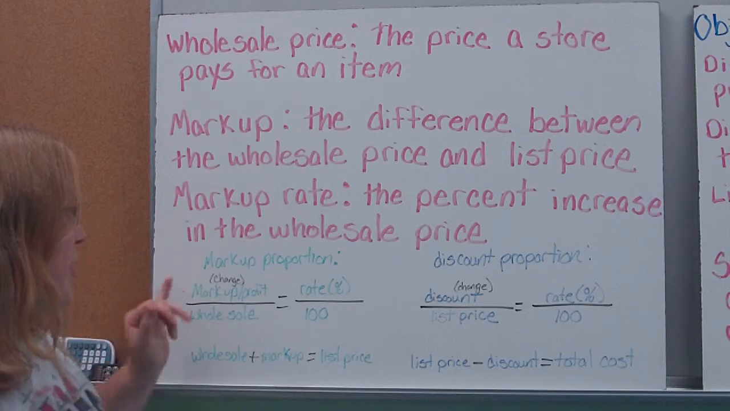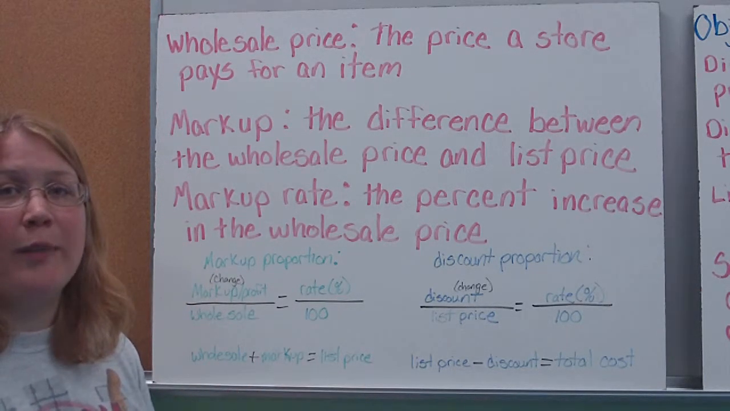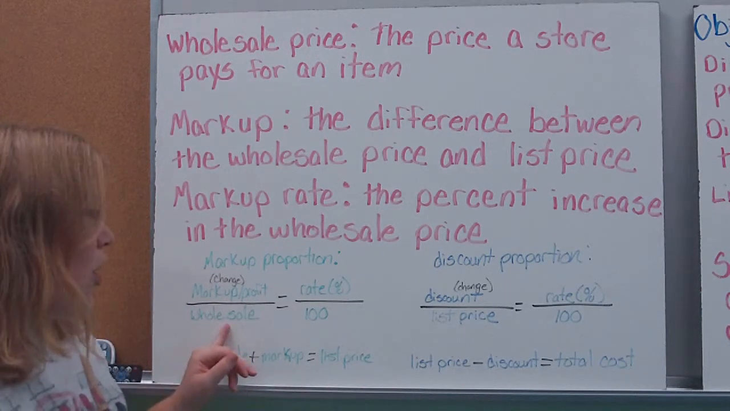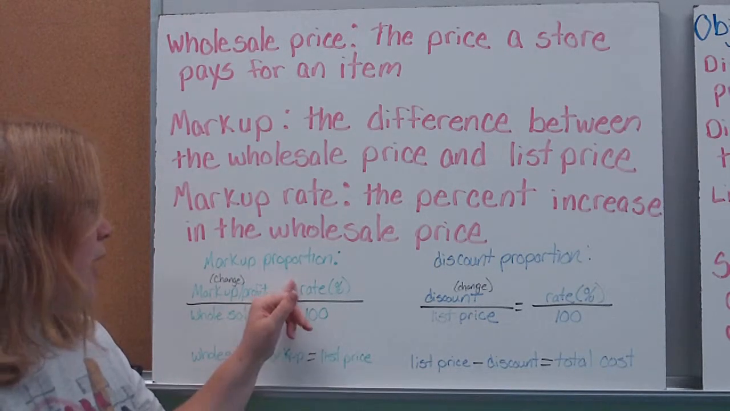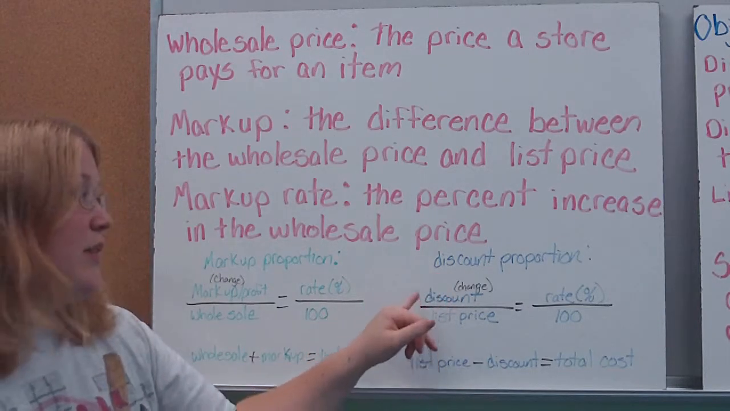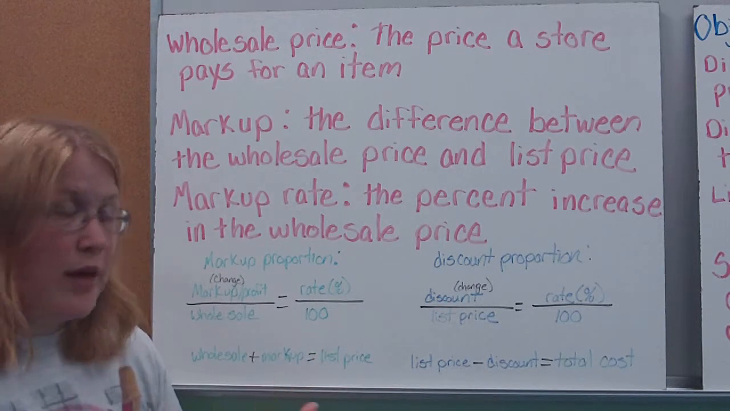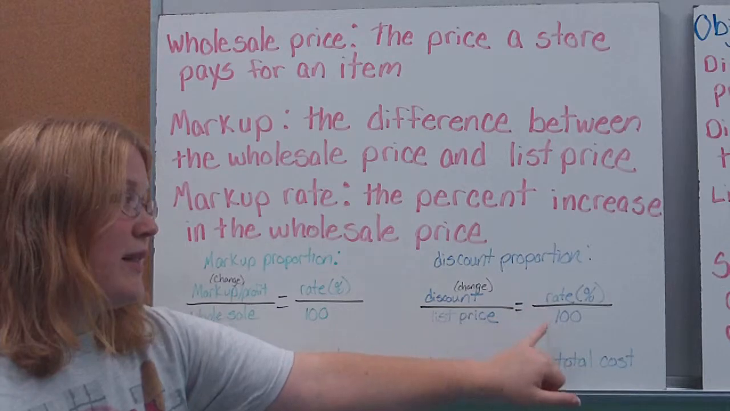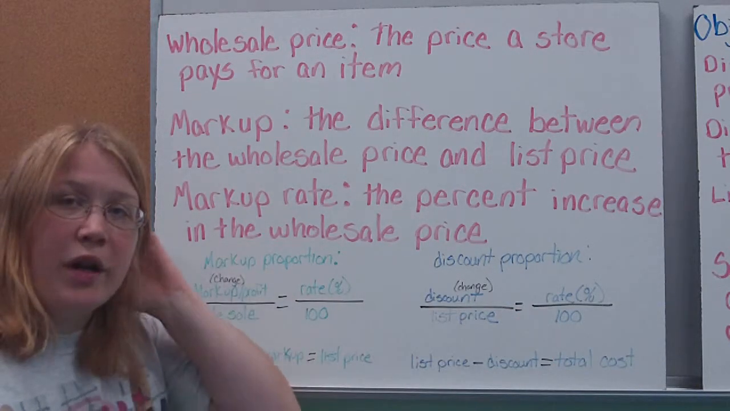So for our markup, it's our markup or our profit, or whatever you want to call it, basically the change in our price over our wholesale price is equal to the rate or the percent over 100. For the discount, it's our discount or the change in price over our list price is equal to the rate or the percent over 100.